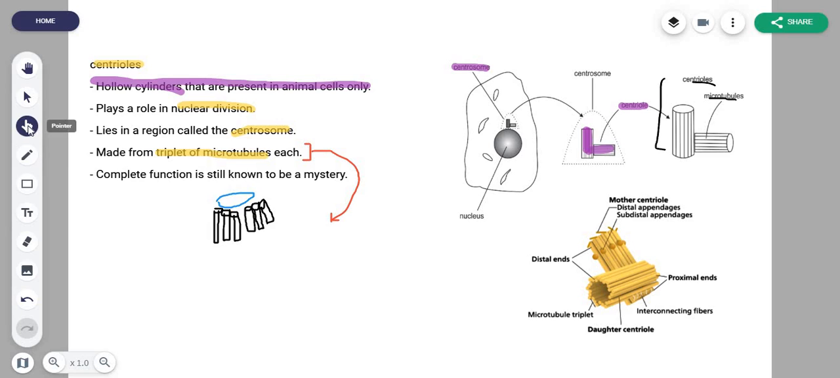Okay, yeah. So it says here, a triplet of microtubules. What this basically means is, let's have a look at this. This is a cylinder. I'm sorry if this doesn't look good.